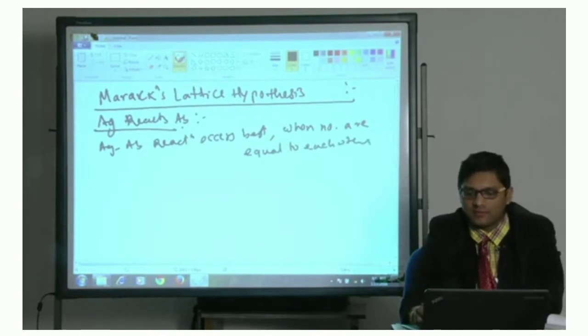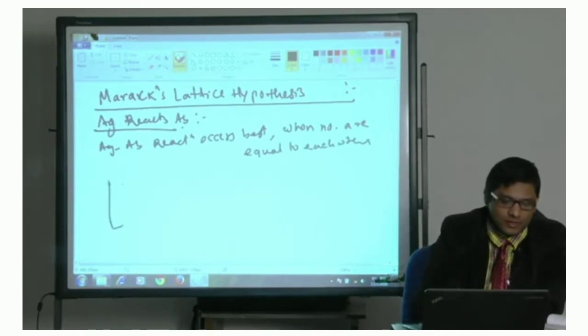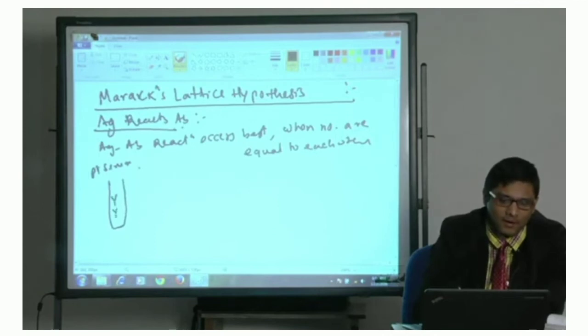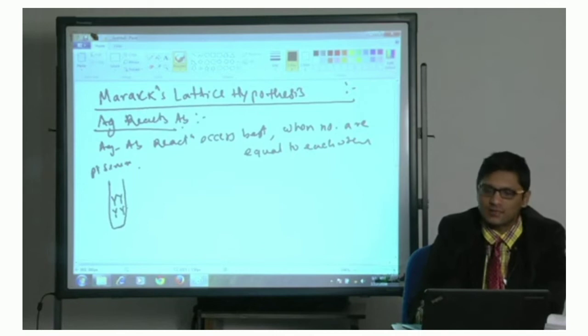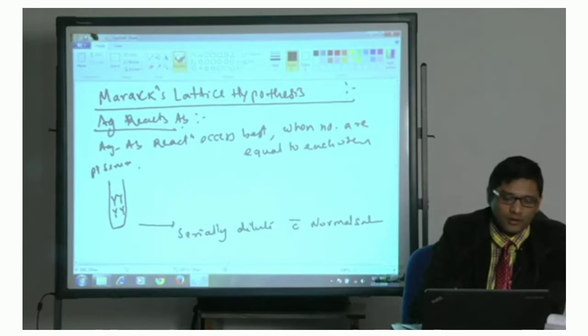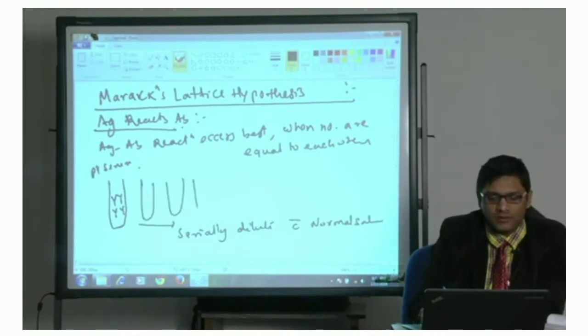I will tell you one example. Suppose you take a test tube and take patient serum. Patient serum will have plenty of antibodies. Then you serially dilute the patient serum with normal saline. So the most antibodies will be in the first tube. When you serially dilute, the antibody level will come down.